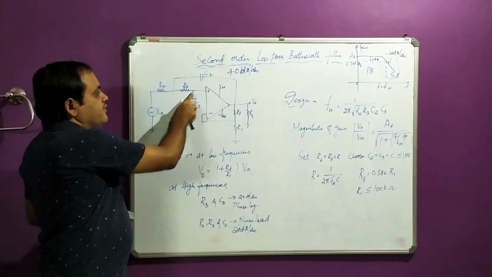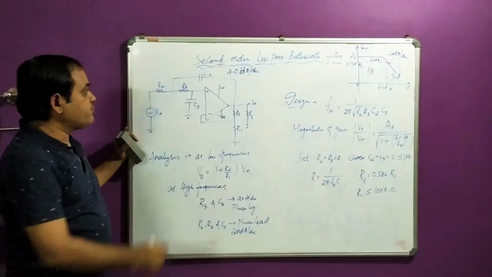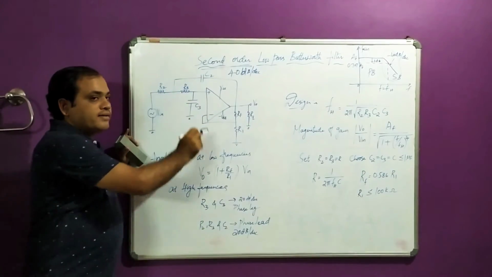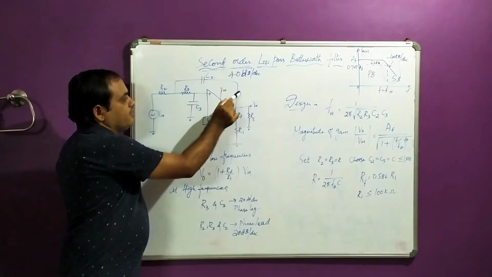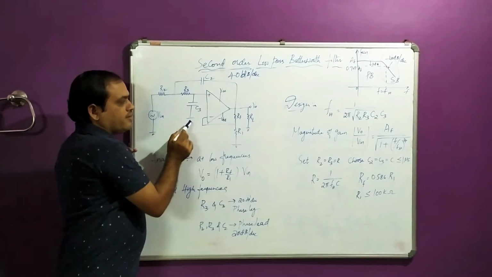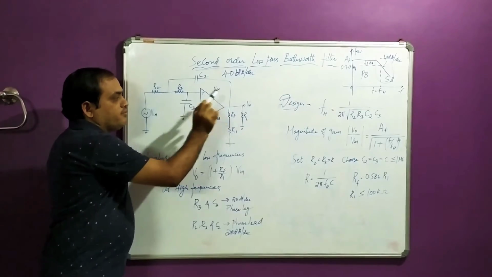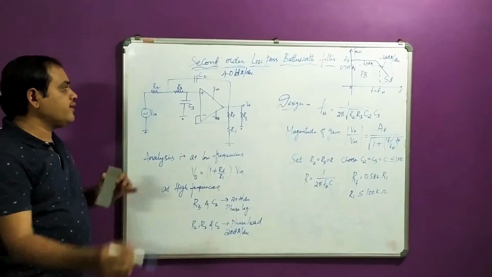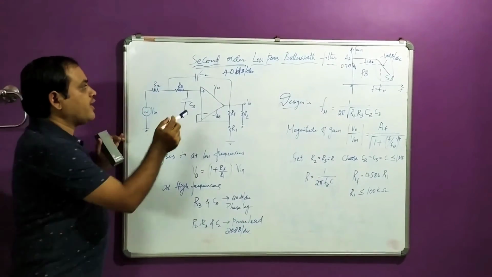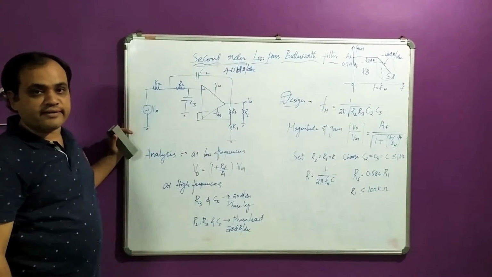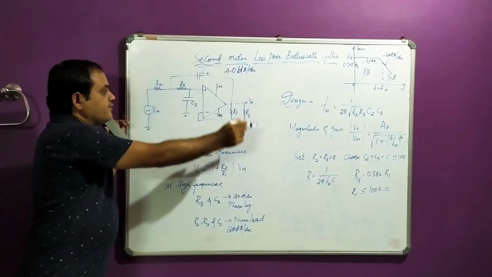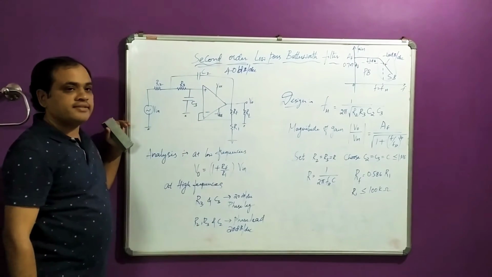So RC, in the form of R2C2 and R3C3. You just see this is the one change from the first order circuit: one RC component is connected to ground, another is connected as a feedback path. That is the only change which gives the effect of a second order low pass filter. So let us consider this particular circuit for our analysis.